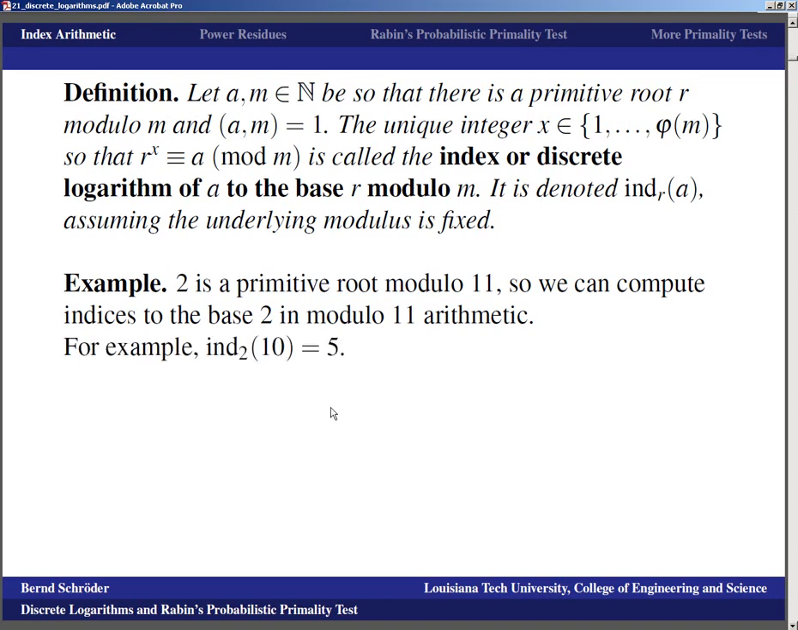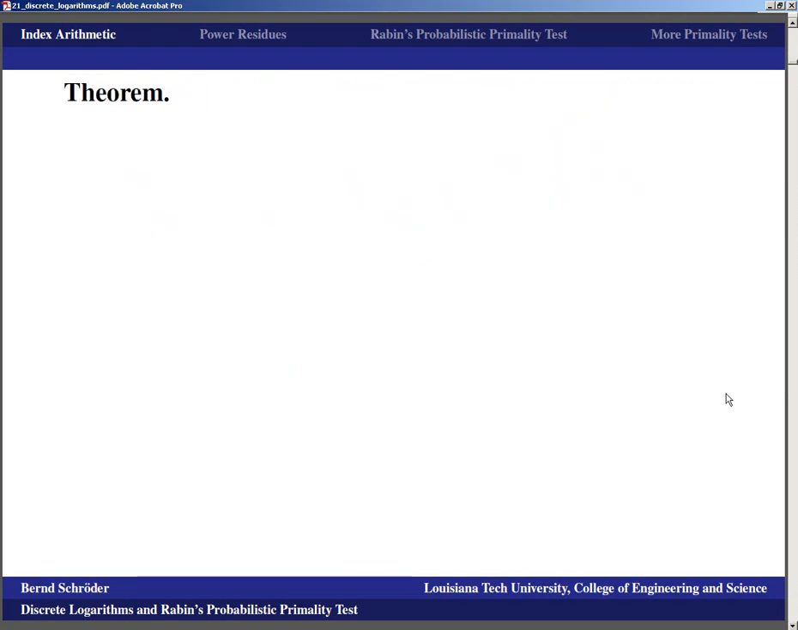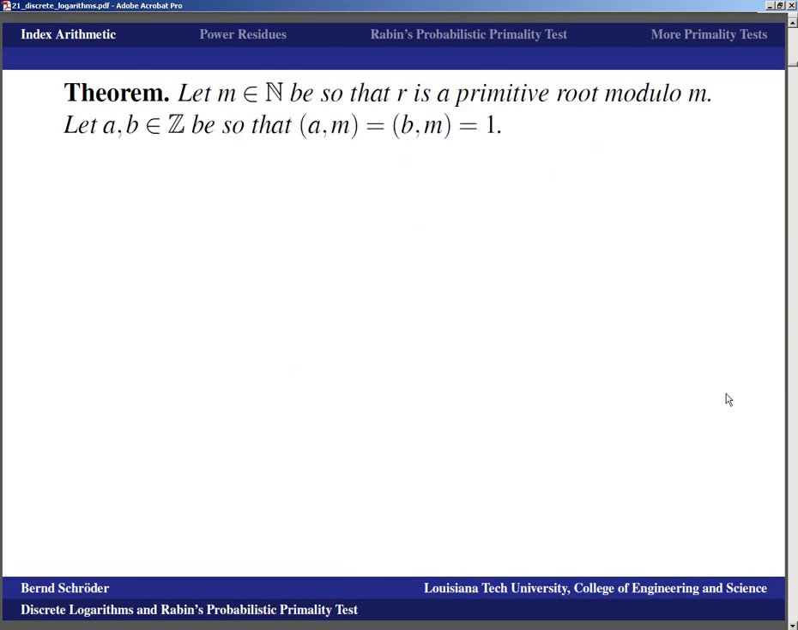And so now, for example, since we can compute indices, the index of 10 with respect to base 2 is 5 in modulo 11 arithmetic, because we've just counted our way through that, and we had seen that 2 to the 5th is equivalent to 10 modulo 11. Okay, well, let's take a look at some theorems.